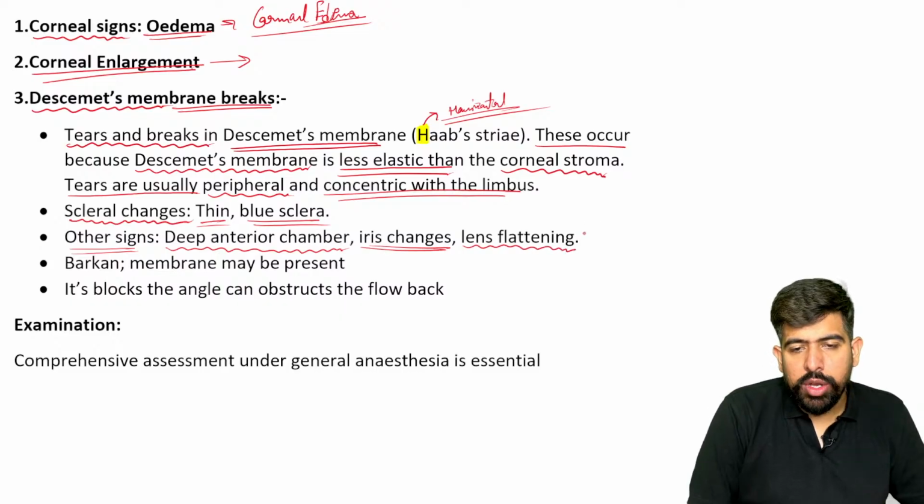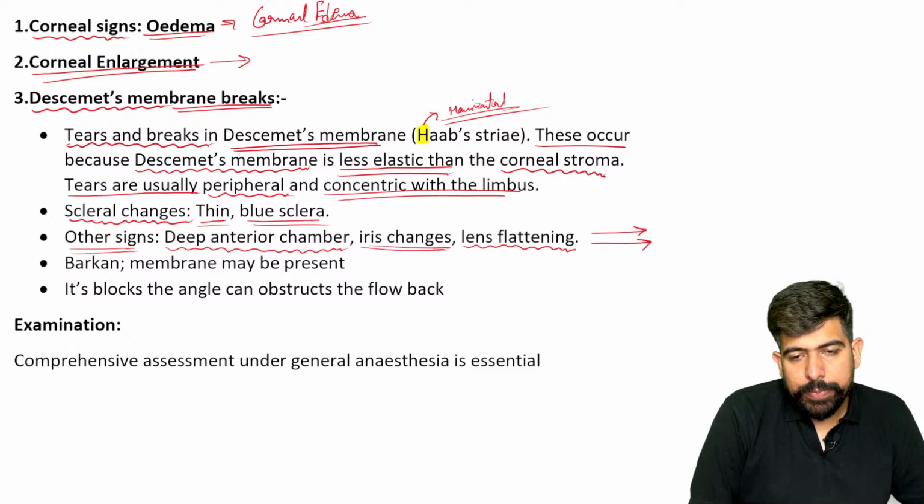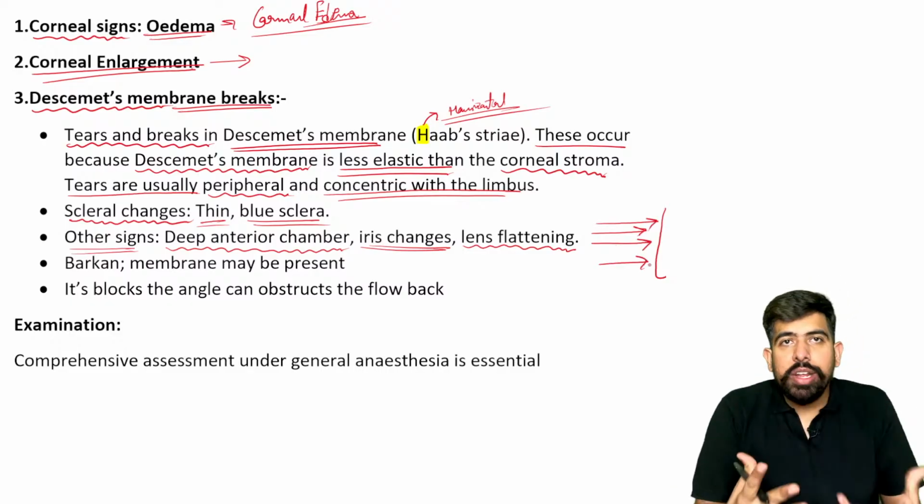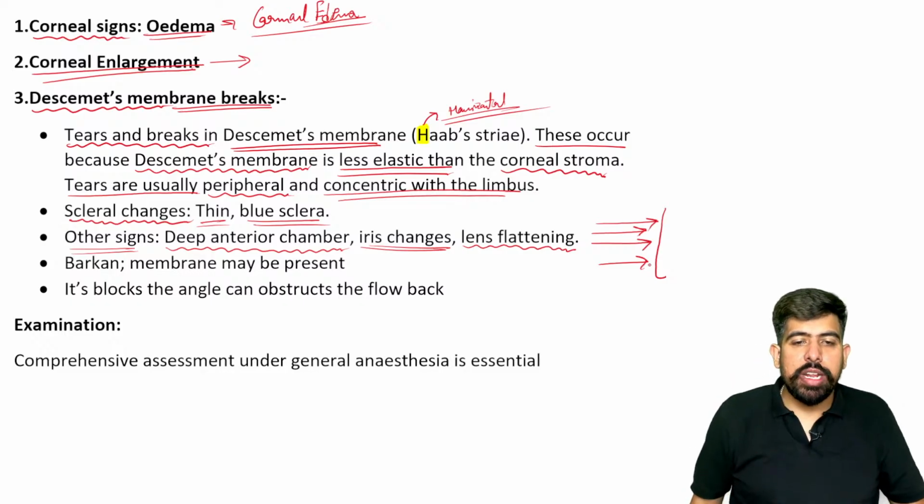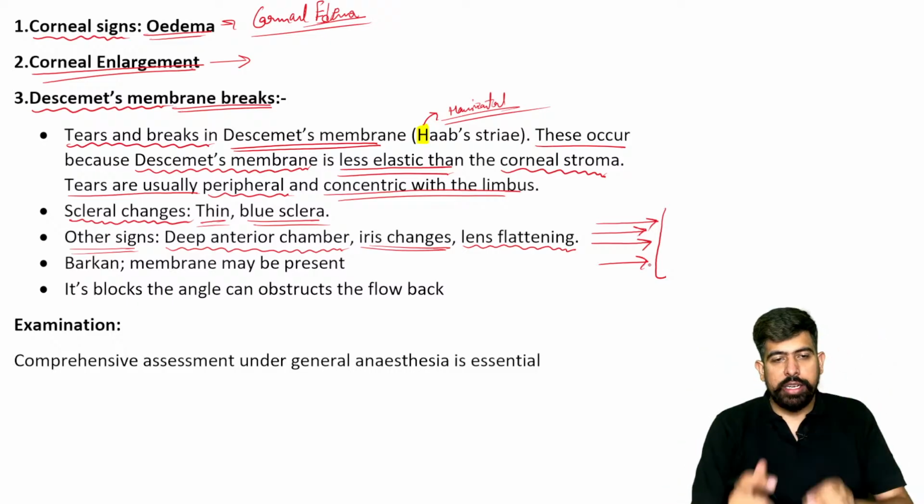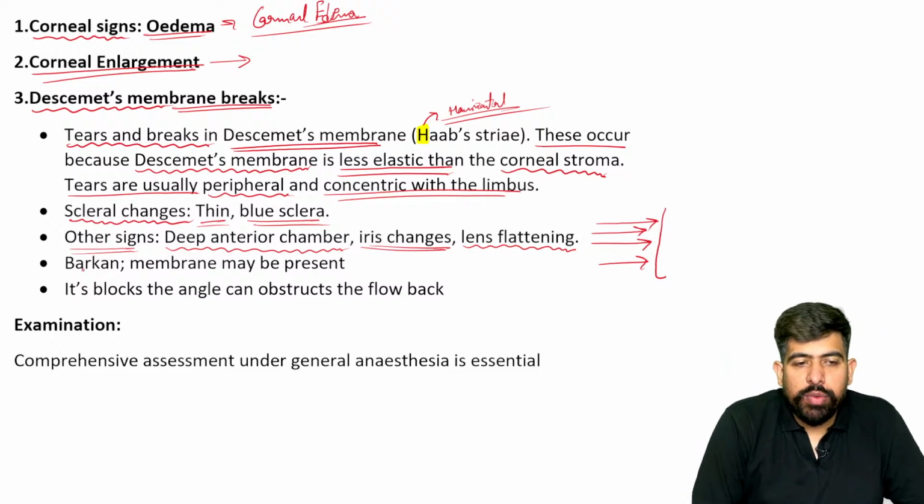Why the lens flattening? Because this aqueous humor will push the lens, right? This is the lens, and this aqueous humor comes from the anterior side. It will be pushing this lens, because it accumulates over there, so it will push the lens backwards. And that is known as the lens getting flattened, right? So this is known as lens flattening.